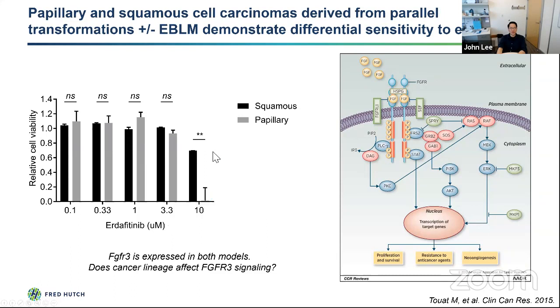And in fact, we see that at the 10 micromolar dose, the papillary carcinomas actually are much, much more sensitive to erdafitinib than the squamous variety of this carcinoma. FGFR3 is in fact expressed in both models. So, really one of the questions that we're asking now is, how does cancer lineage potentially affect FGFR3 signaling, if at all? And so we're actually doing a lot of analyses downstream of FGFR3 within these model systems to determine whether there are differences in signal transduction and effects downstream.